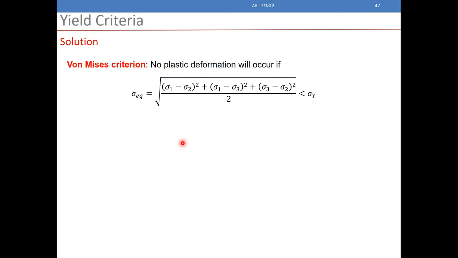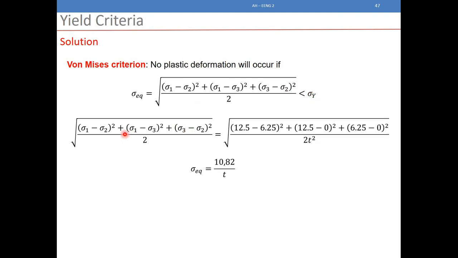Always we need to calculate sigma 1, sigma 2, sigma 3 that we already have, but here we don't need to do three different equations. We just find this equivalent stress and compare it to sigma y. So sigma 1 minus sigma 2 is 12.5 over t minus 6.25 over t. I take t outside, t squared, so we can do the development. If we solve this equation, we find 10.82 over t. According to Von Mises, this term should be less than sigma y in order to prevent plastic deformation.